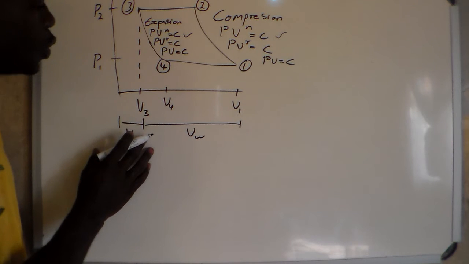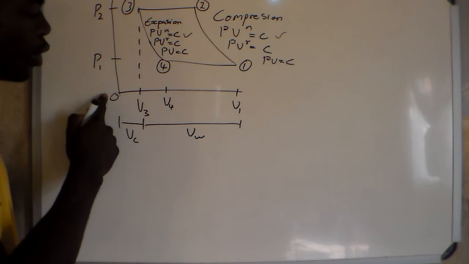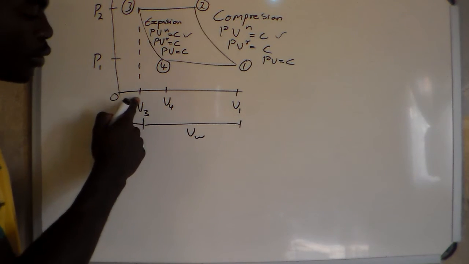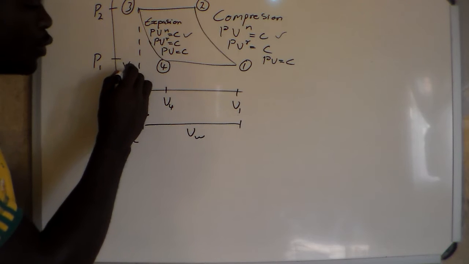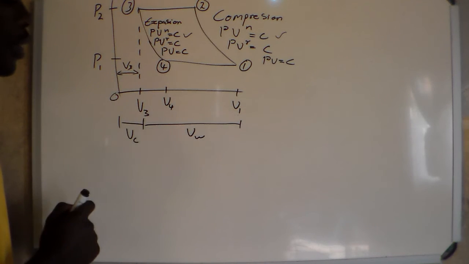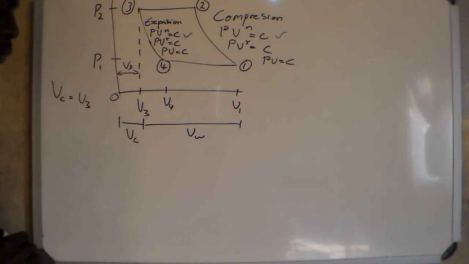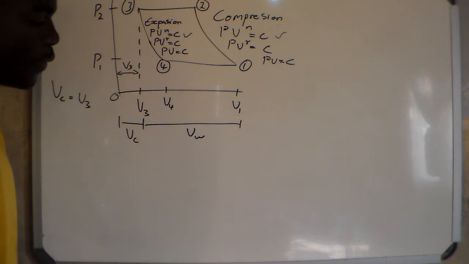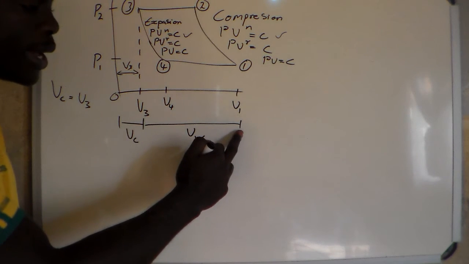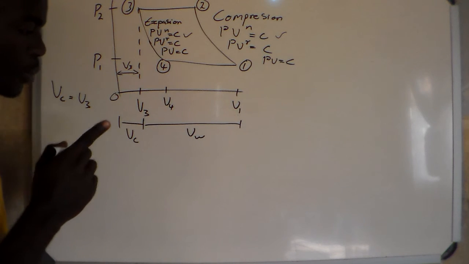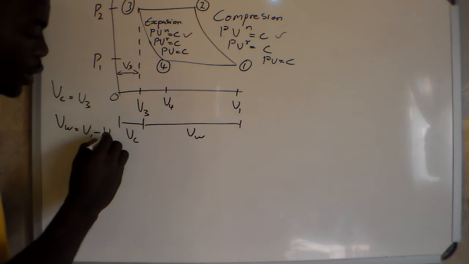And then if you're going down here, we have a clearance volume. The clearance volume is the distance from the zero point to volume number three, which is at this point. So therefore, our clearance volume is equal to volume number three. And then we have a swept volume. The swept volume is from volume number three to volume number one. So the swept volume is equal to volume one minus volume number three.